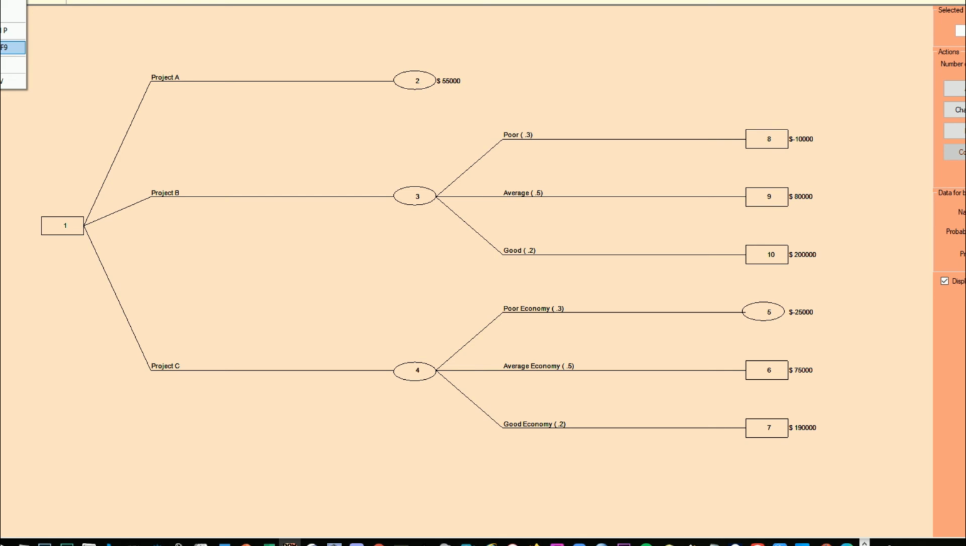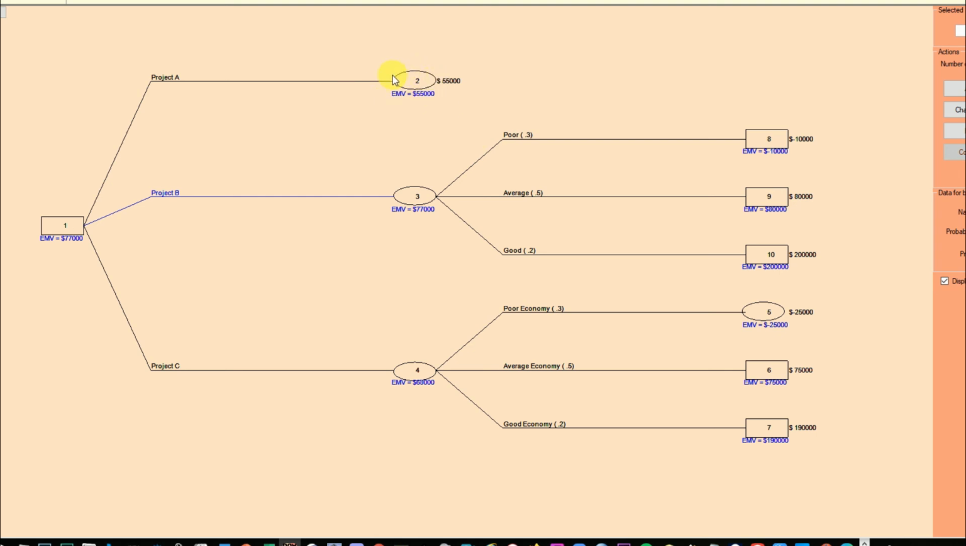So solve. So what will be the best scenario according to this? The best scenario would be project B. Project B expected monetary value is 77,000. Even though you have a risk of 10,000 if there is a poor economy, which is 30% probability. Second best scenario is project C with 68,000. The risk, however, is $25,000 on a poor economy, which is 30%.